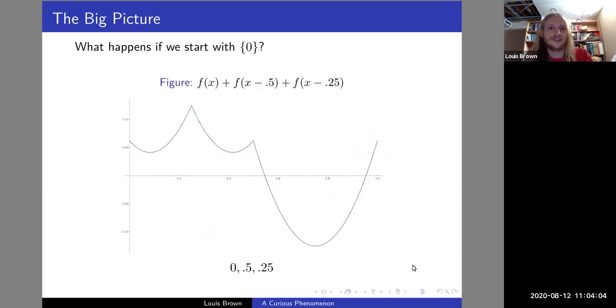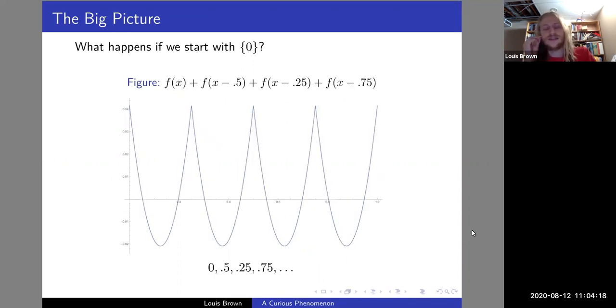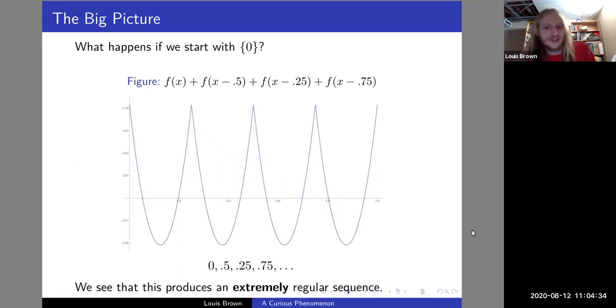And now we have the function f of x plus f of x minus 0.5 plus f of x minus 0.25. And to minimize this, we only have one choice now, which is x equals 0.75. So our sequence is going to start like this. And you can see that it's doing something really nice here in sort of filling in the gaps in any large intervals where it's missing. So the points are very well distributed. So this is going to produce an extremely regular sequence.